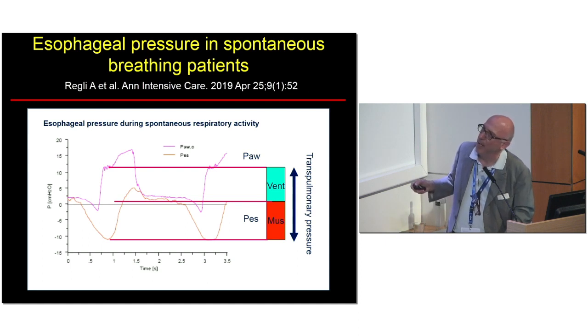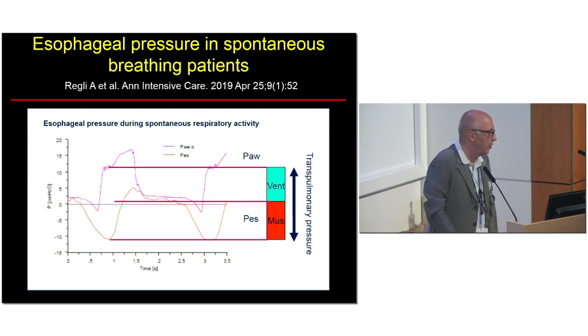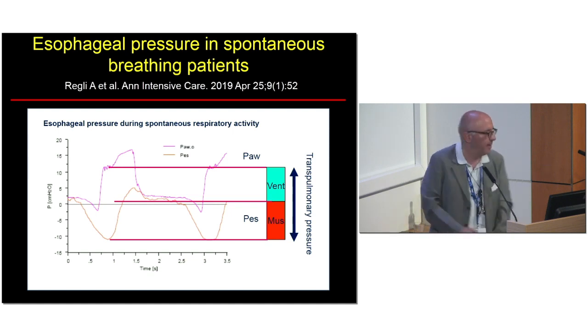Spontaneous breathing, just two slides. You see here, this is pressure support. This is the esophageal pressure. This is true. In spontaneous breathing, you don't see the transpulmonary pressure during the airway pressure, because you don't see this negative part.